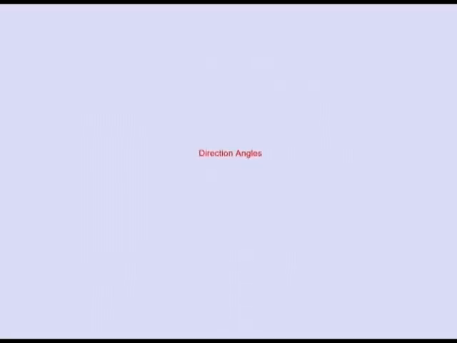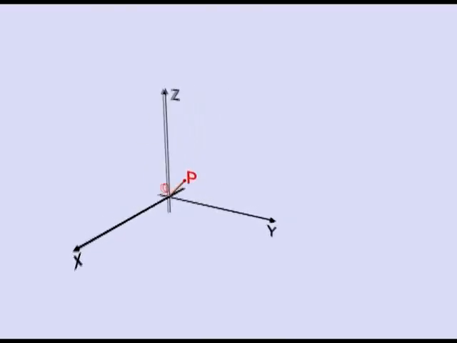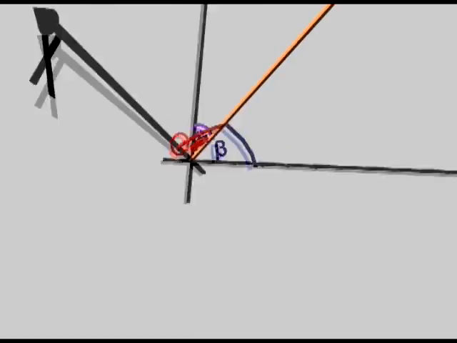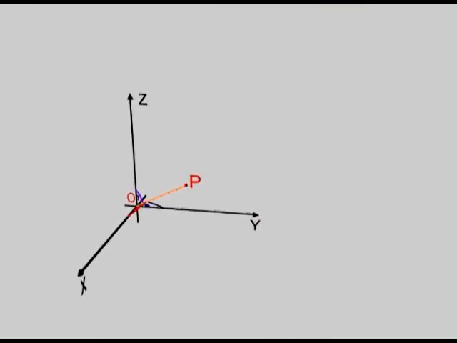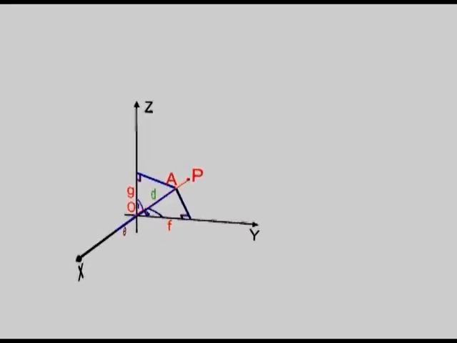In addition to direction angles and direction cosines, there are direction ratios, also called direction numbers. Consider a line segment OP with direction angles alpha, beta, and gamma. O is the origin of a three-dimensional coordinate axis. Let point A be on line segment OP at a distance d from the origin. The coordinates of point A are E, F, and G.